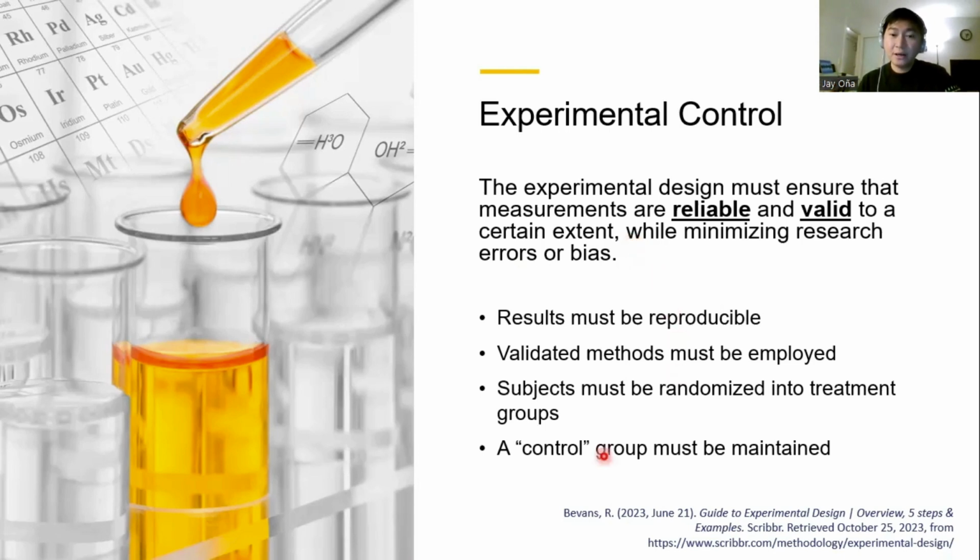And of course, when we're doing experiments, a control group must always be maintained. So this control group is the one that does not receive any treatment, from which you compare the results from your treated samples. And this must always be maintained.